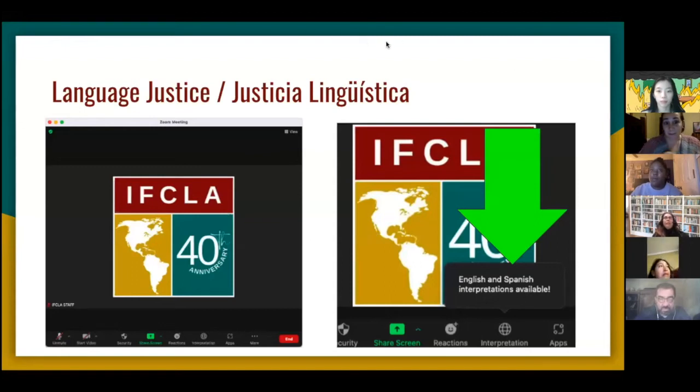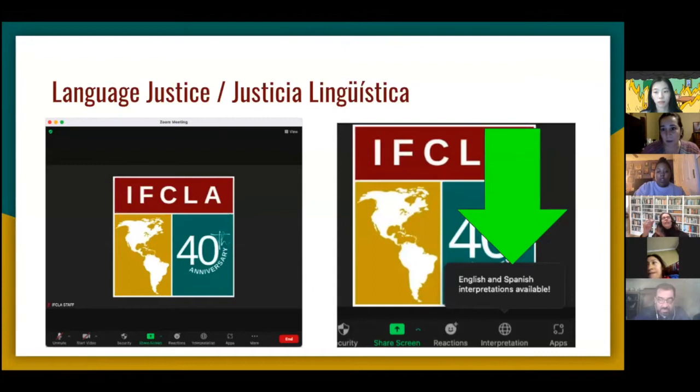So let me talk about language justice and how to use interpretation in Zoom. You will need to select the interpretation feature at the bottom of your screen. It is usually indicated by the globe, but you might have to click the three buttons that say more so that you can see the globe if you don't see it on your screen already. Once you select that, you need to select English or Spanish.